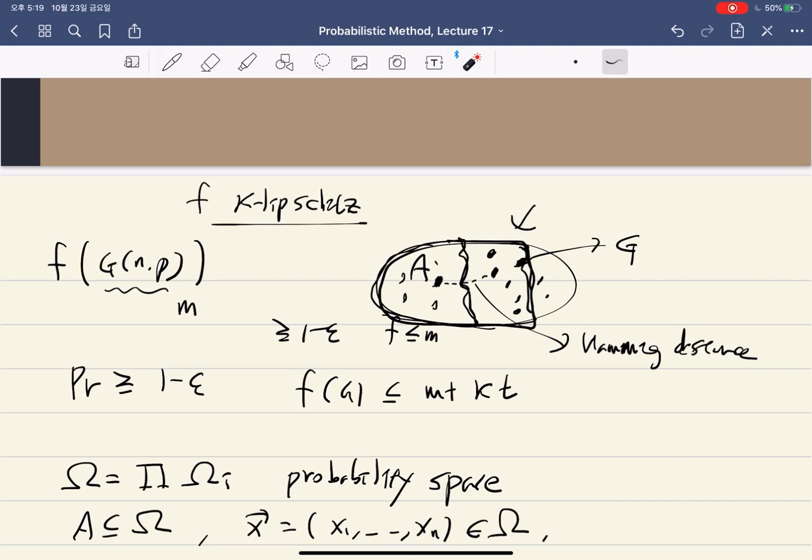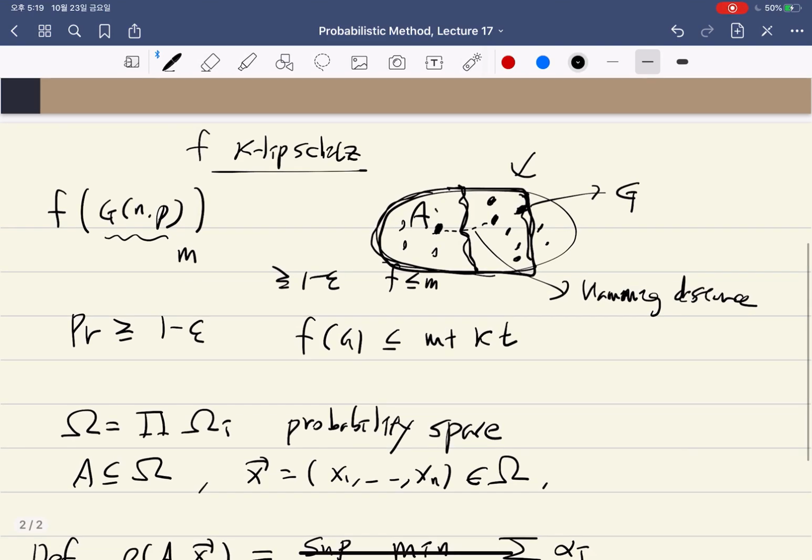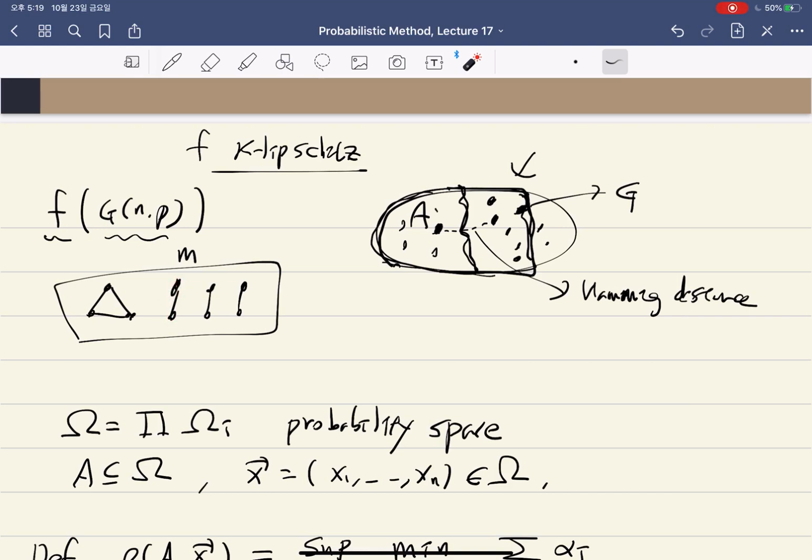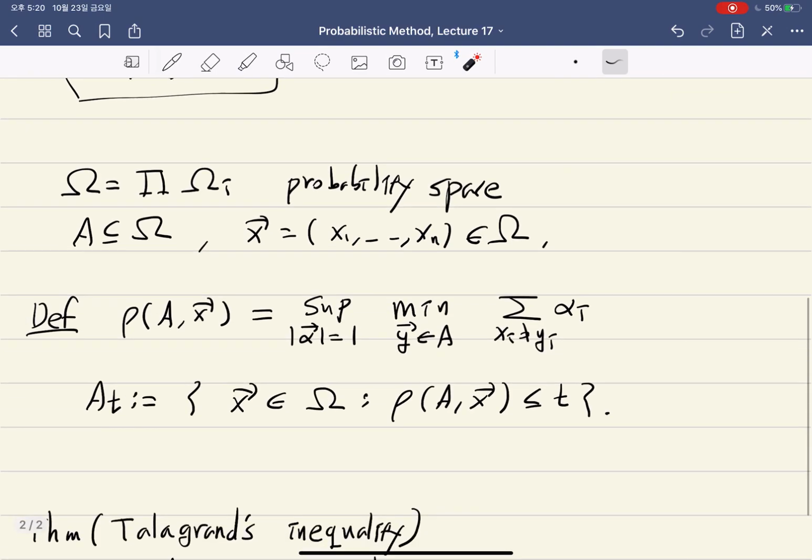But what we want to do is improve this further, because in this Hamming distance, every coordinate is symmetric. They are not really distinguishable. But depending on F, let's say we want to count the number of triangles: in this graph, if you change this edge, it doesn't hurt the function F, which counts the number of triangles. But if you change this one, it actually changes the value of F. So some coordinates are more important and some coordinates are less important.